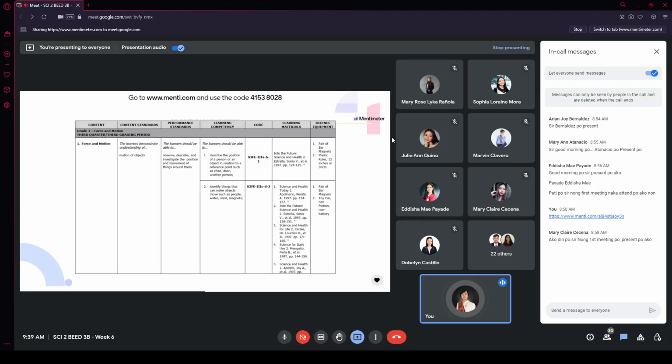And then, what's the second learning competency? Identify things that can make objects move, such as people, water, wind, and magnets. Okay, so these are essentially your objects that can produce force. Now for DepEd, they have here this code, right? Learning materials. For the learning materials, I would assume this is given out for the public school teachers.